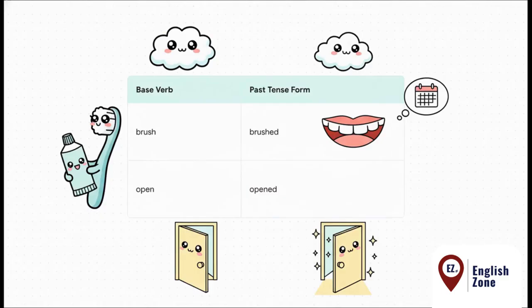And you can see just how easy this is. The verb brush becomes brushed. Open becomes opened. So you might say, I brushed my teeth this morning. It's clean, simple, and honestly super easy to remember.